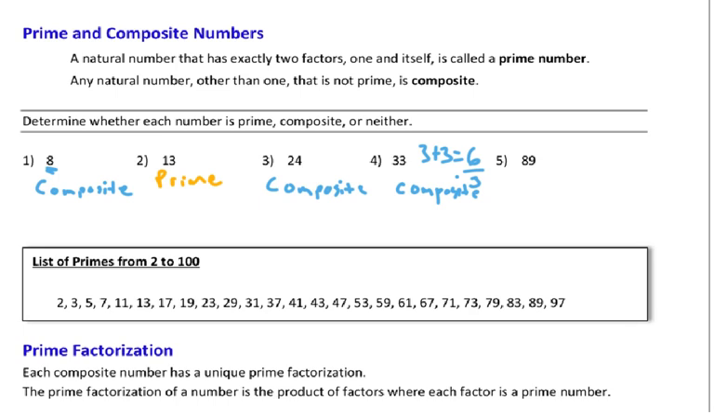The last one, 89. What I would do, again, is run through the divisibility rules. I add 8 and 9 and get 17, which is not divisible by 3. It's not even, so I'm not worrying about 2. It's not ending in a 5, so it's not divisible by 5. It's not divisible by 2 and 3, so it's not divisible by 6.